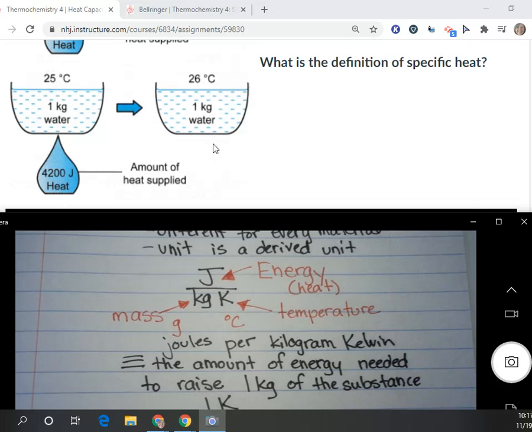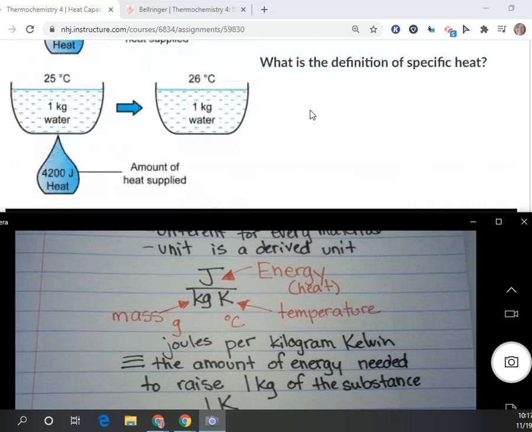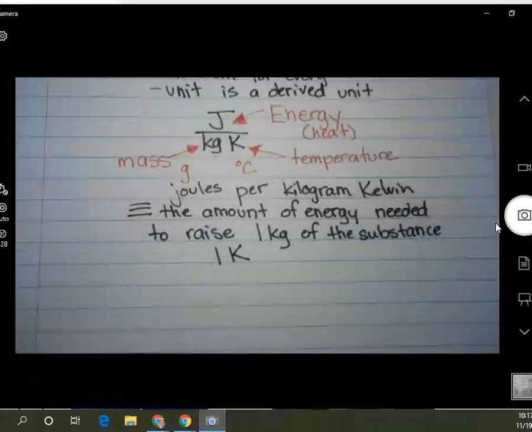All right, so I wanted to talk a little bit about heat capacity, and I'm going to let Professor Dave talk about calorimetry and give you that example. But let's go to our notes on full screen.